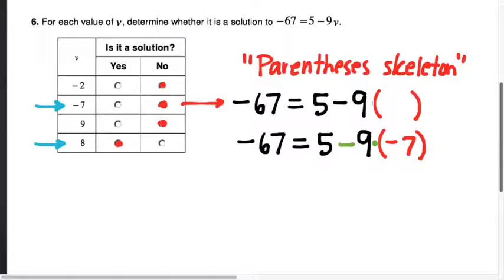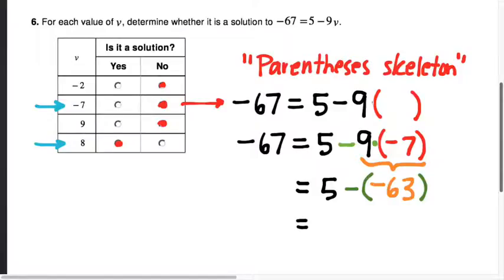I'm going to take the path that was listed on the right and multiply 9 times negative 7 and get negative 63. And then my job would be to subtract negative 63 from 5. But what does it mean to subtract negative 63? As we were saying a moment ago, it's the same as adding how much? Right. Subtracting a negative quantity is the same as adding its opposite, which is a positive quantity. Right? So minus negative 63 is the same as plus 63.